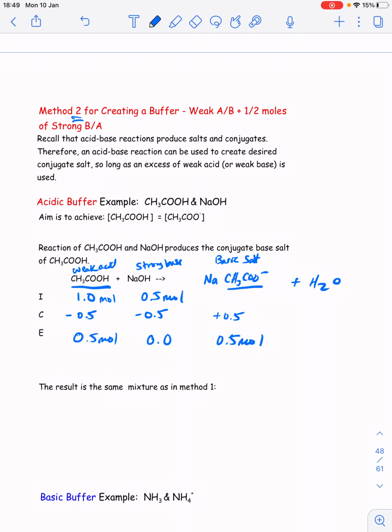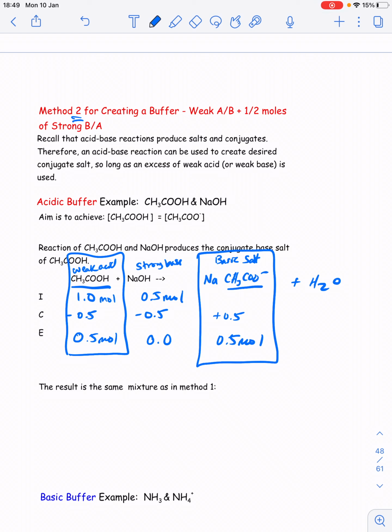So if you see what happens, we end up with half a mole of weak acid in our solution, and we end up with half a mole of its conjugate base in solution. And so what we've done is we've created a solution where we have equal amounts of weak acid and weak base. And that's what creates a buffer. You don't want to have strong acids or bases present. You want to have a system that's at equilibrium that contains both acid and base. And so the way to do that is with a conjugate acid-base pair.